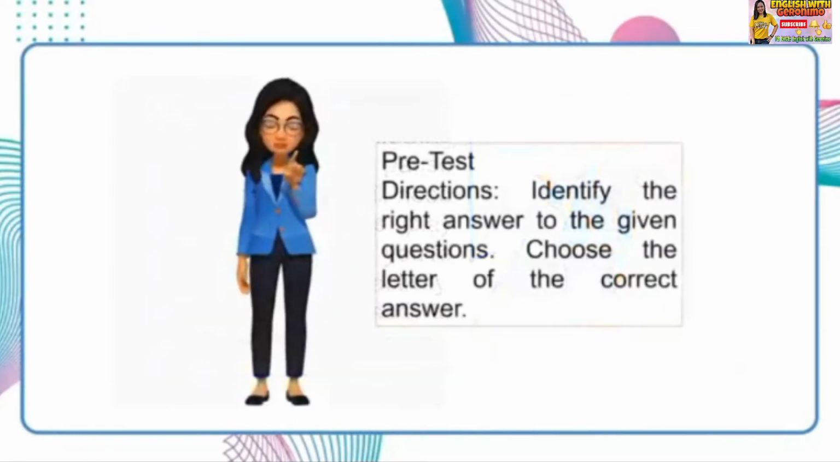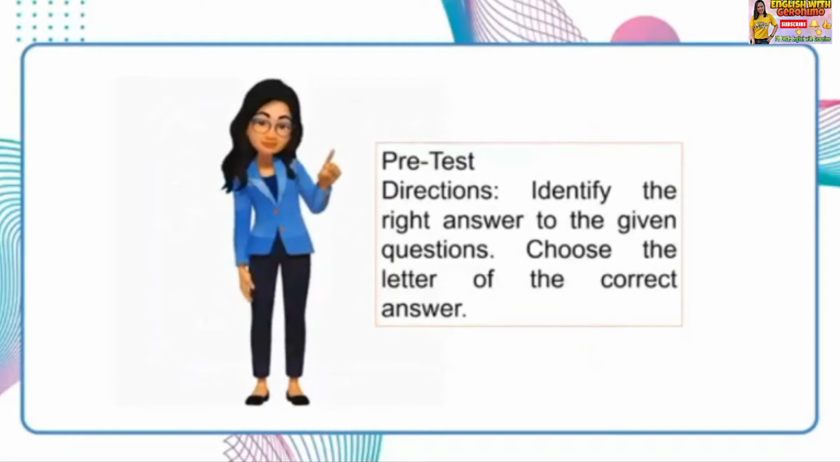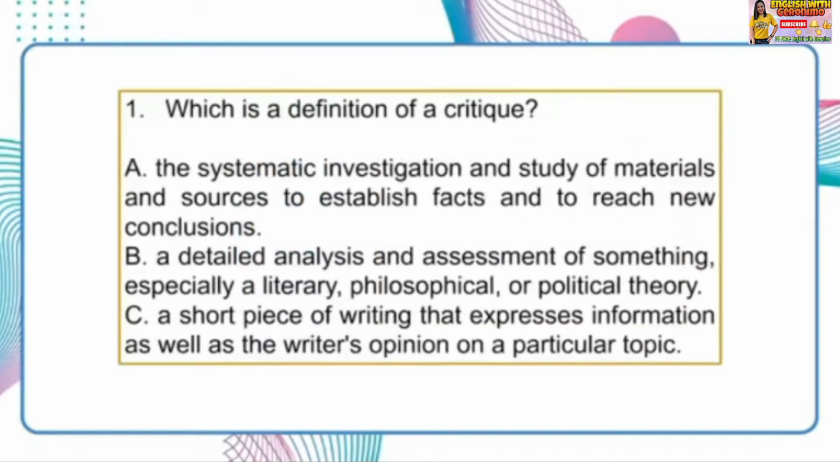Let's have the pretest. Identify the right answer to the given questions. Choose the letter of the correct answer. Write the answers on your notebook. Number 1. Which is a definition of a critique? Letter A. The systematic investigation and study of materials and sources to establish facts and to reach new conclusions. Letter B. A detailed analysis and assessment of something, especially a literary, philosophical, or political theory.